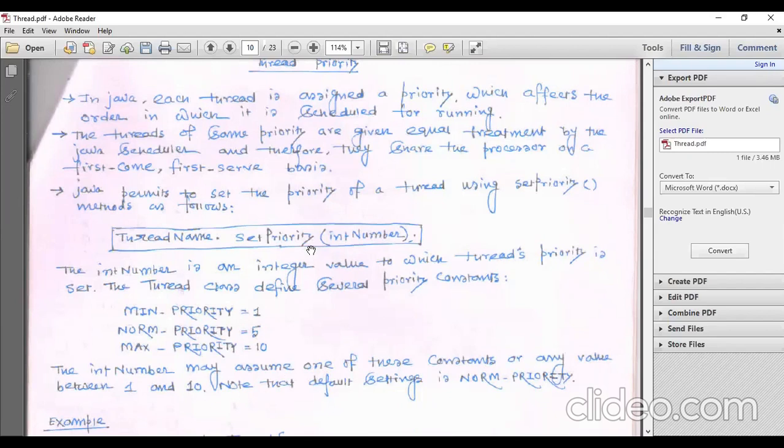Fine. So using set priority, we can set the priority of a thread. And using the get priority method, we can retrieve the value of the priority of a thread. The thread priority value lies between 1 and 10. That is the point. 1 is the min priority, 5 is the normal priority, and 10 is the max priority.